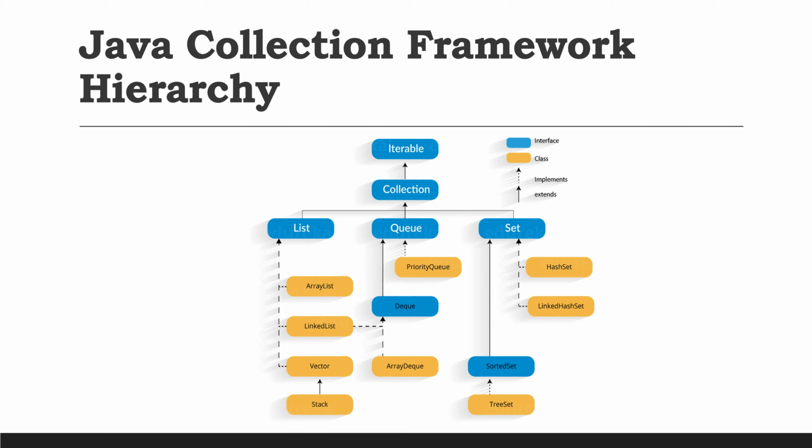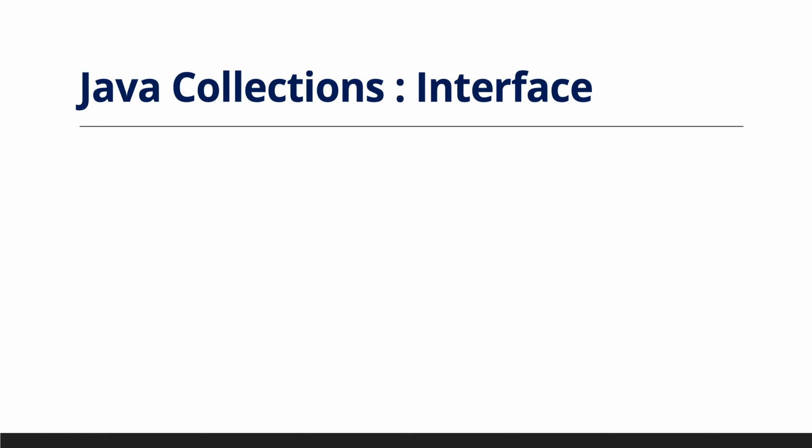Okay. So in this video we are going to discuss, at a high level, what the Iterable interface is and what the Collection interface is. Then in the upcoming videos we are going to discuss one by one the List, the Set, the Queue, ArrayList, LinkedList, HashSet, LinkedHashSet. Okay. So let's see, the first interface available in this hierarchy is Iterable, right?